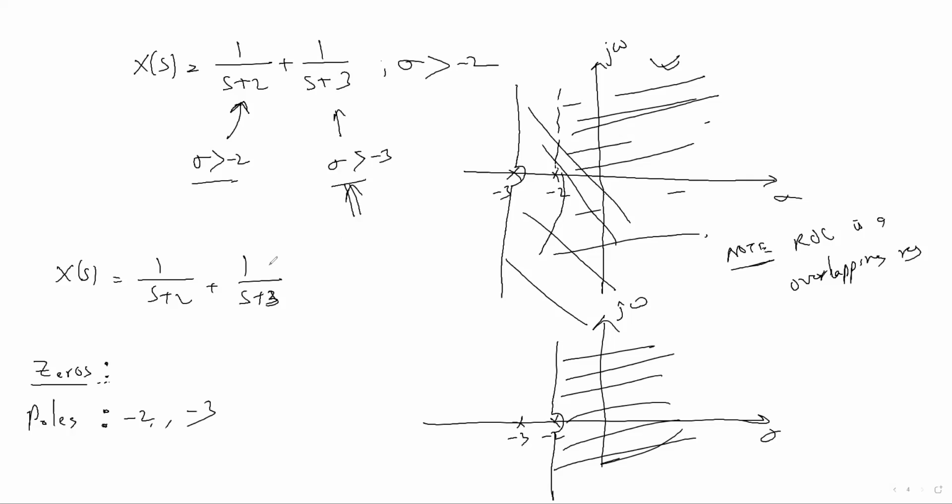Is it clear? And why have I said here that there is no need to know about the zeros? Sometimes a question may ask to find the zeros, but to plot the ROC, why do we not need to?